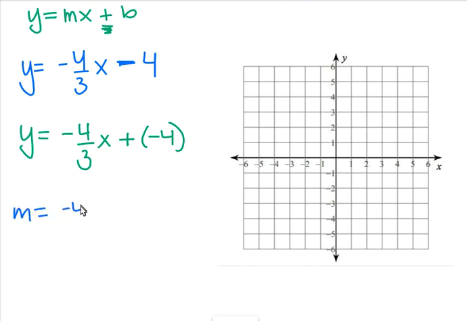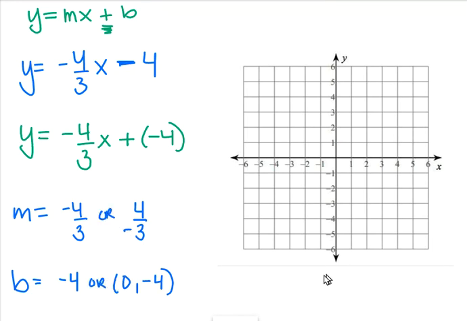My slope will be negative 4/3. Remember, I could also have 4 over negative 3. As long as my negative sign is attached to one of my numbers, I'm fine. My y-intercept is -4, or I could write that as (0, -4). I want you to write both options on each. Okay, so we begin at -4 on the y-axis, or the point (0, -4).